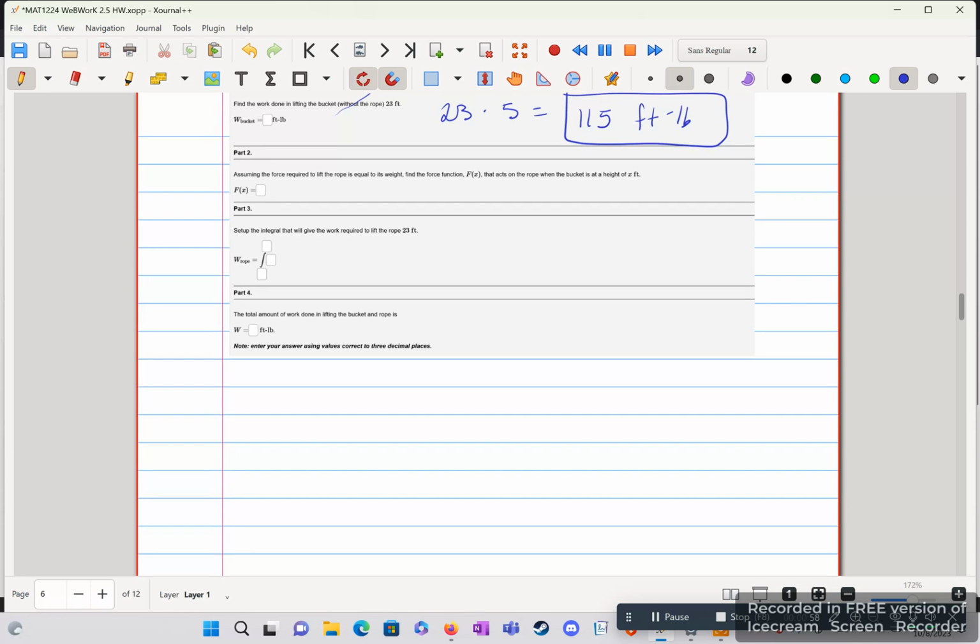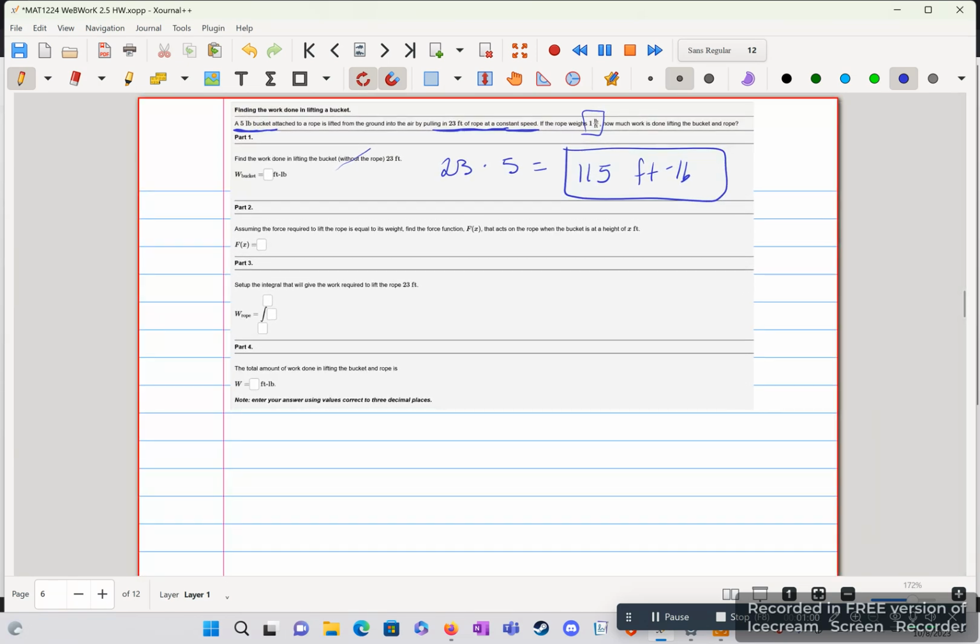Part 2, now we're assuming the force required to lift the rope is equal to its weight. Find the force function f of x that acts on the rope when the bucket is at a height of x. So what we want here is to find the force at any height, an arbitrary x. So it's going to be different.